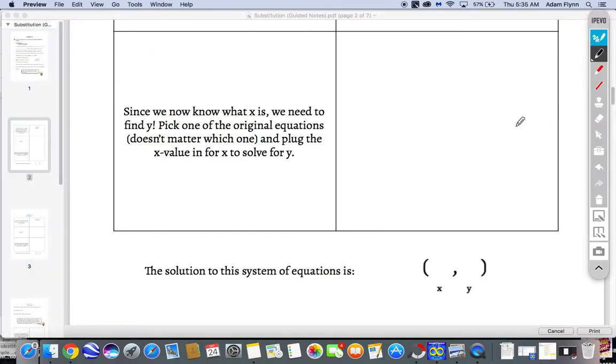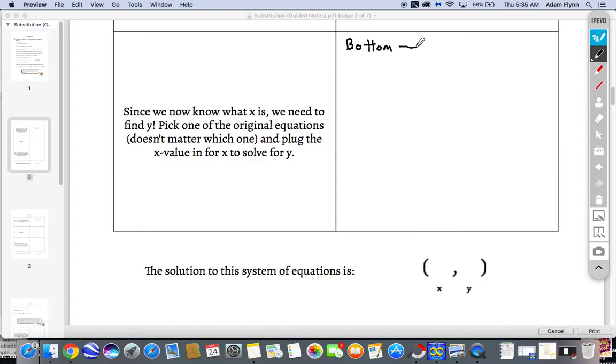Okay, so now that we know what x is, we need to find y. Okay, so we're going to pick one of our original equations, and it doesn't matter which one, you should get the same answer, and plug the x value in for x to solve for y. So let's do the bottom.